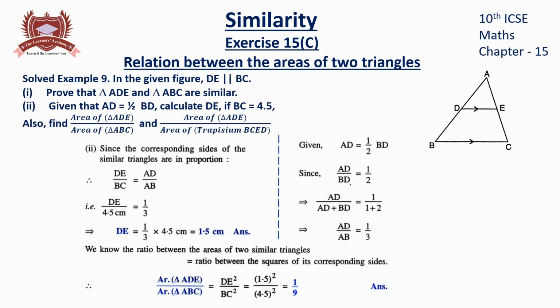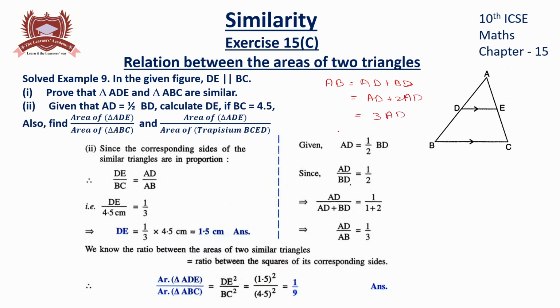For the second part, we are given that AD is half of BD. So we have corresponding sides of the triangles in proportion. Now the triangles are proved similar, so DE upon BC would be equal to AD upon AB. Now, what is given to us? AD is equal to half of BD. So AB will be AD plus BD. Now, we know that BD is equal to 2 times AD. So it would be AD plus 2AD giving me 3AD.